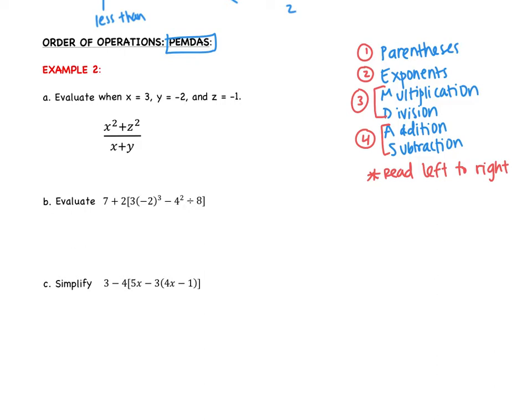Okay, we're going to do a few examples. Example 2a. It says evaluate when x equals 3, y equals -2, and z equals -1. Okay, so we're going to start by plugging those numbers in. So we get 3 squared, add -1 squared, over 3 add -2.